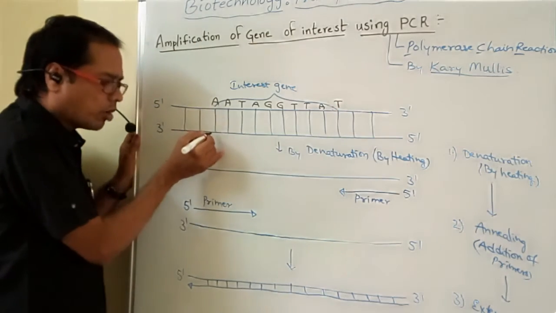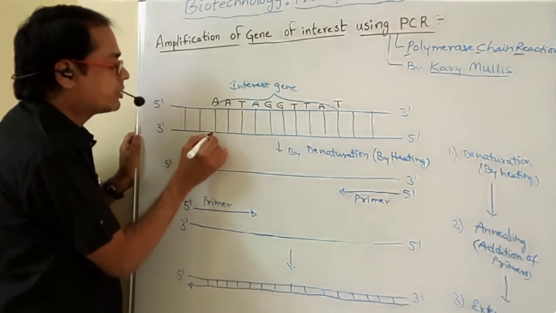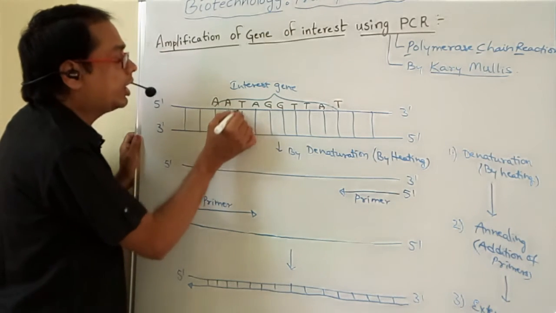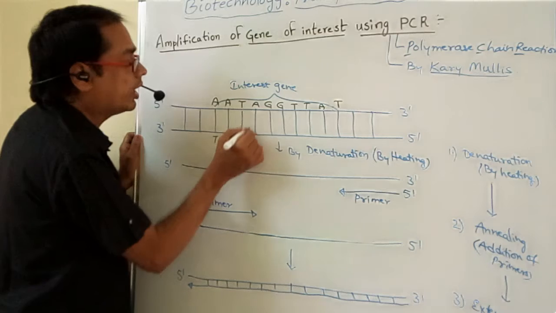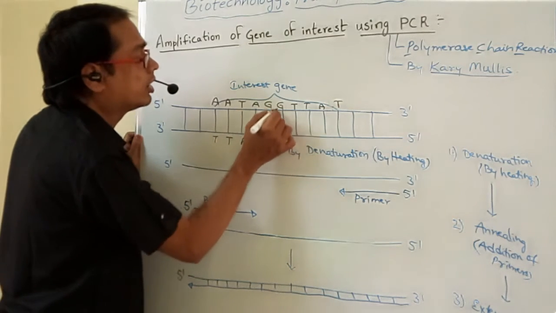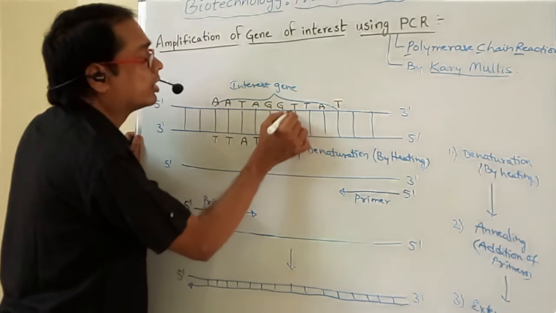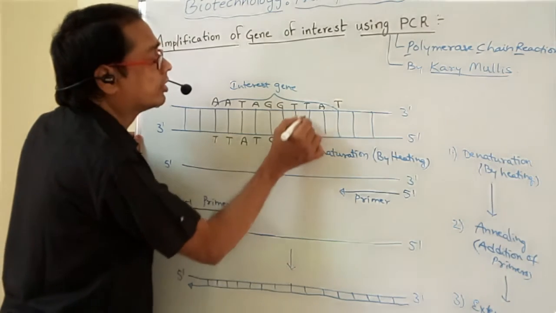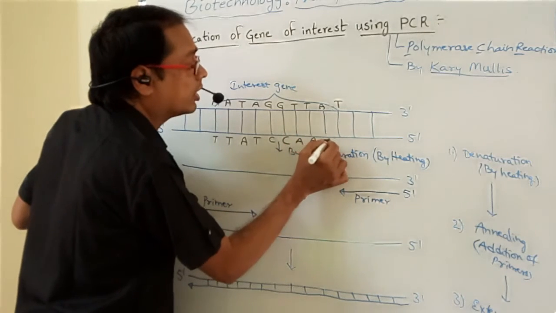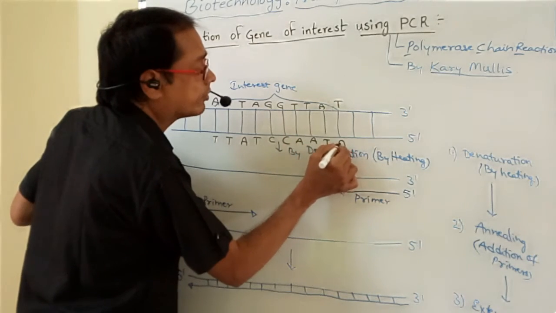Right. We have to write the complementarity now. A pairs with T, T pairs with A, G pairs with C, G pairs with C, T pairs with A, T pairs with A, T pairs with A.